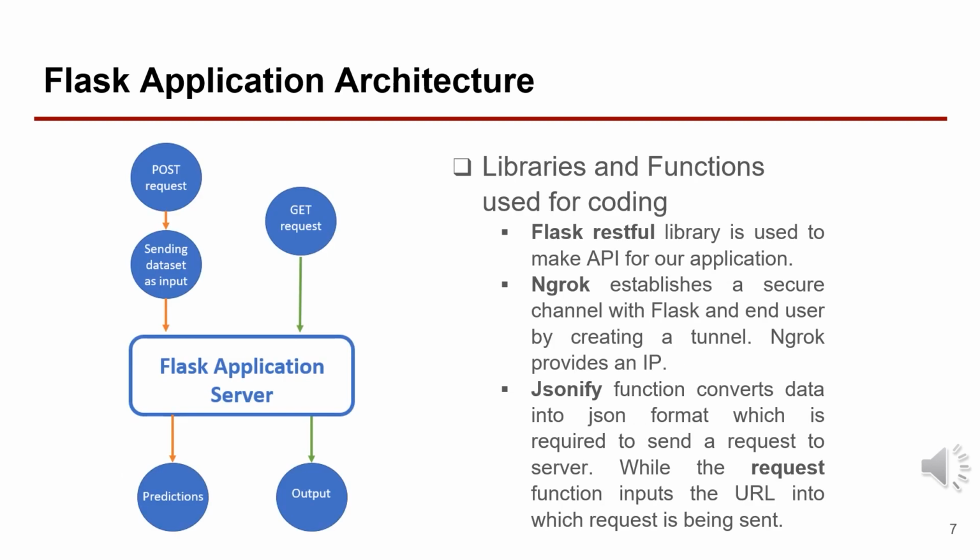The figure shows the Flask application architecture. So it consists of a Flask application server, and then a GET request or a POST request can be sent, and then the predictions or output can be received. The libraries and functions that are used for coding are Flask RESTful, which is the library used for making the API, then ngrok, which is a library. It establishes a secure channel with Flask and end user by creating a tunnel. The ngrok also provides a new IP. Then the jsonify function was used to convert data into JSON format, and then it was required to send a request to the server by using the request function, which inputs the URL and then the request is sent.